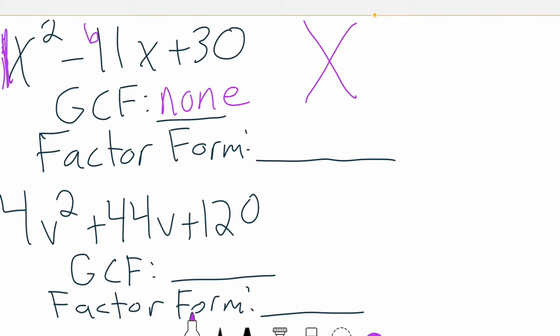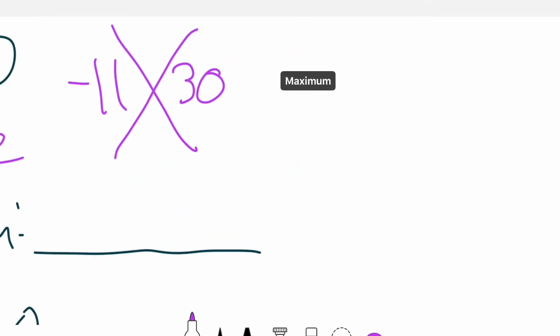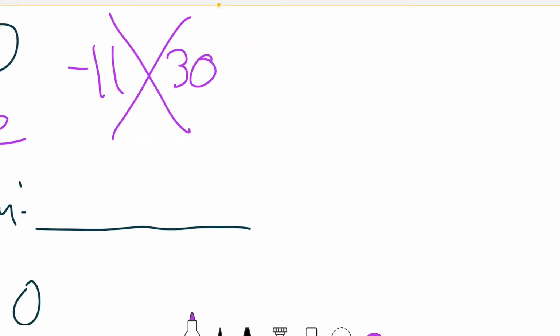Well, our b is negative 11, which comes to the left, and our c is 30. So that is going off to our right. And then we're going to ask ourselves, what times what gives us 30, but also adds and subtracts to give us 11. So we can create a t-table, and we can start with 1.